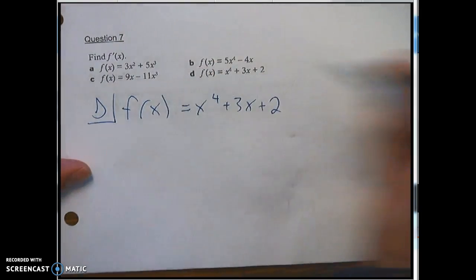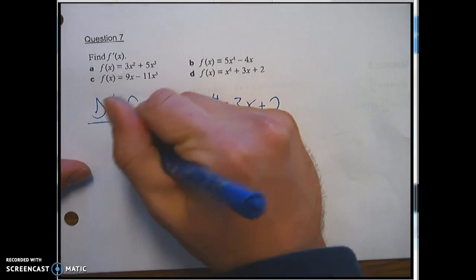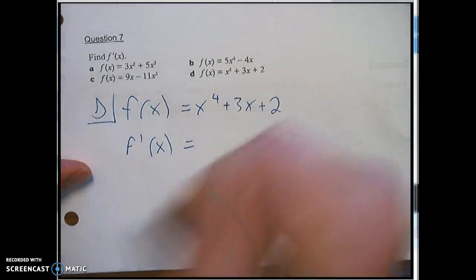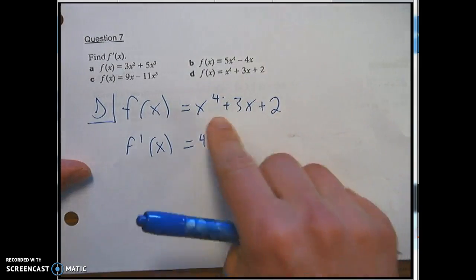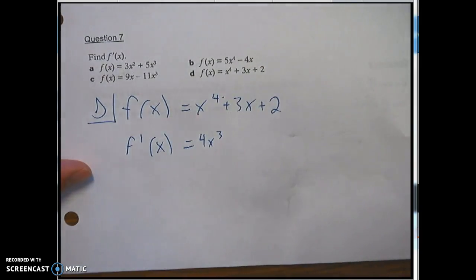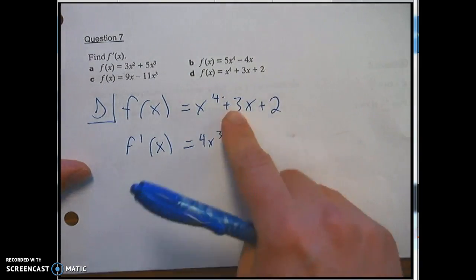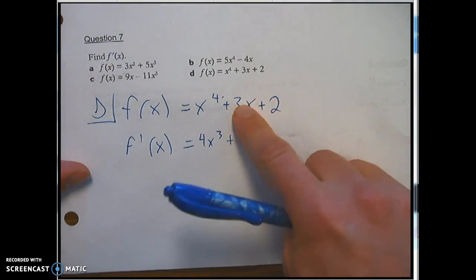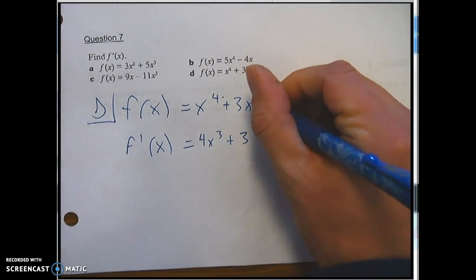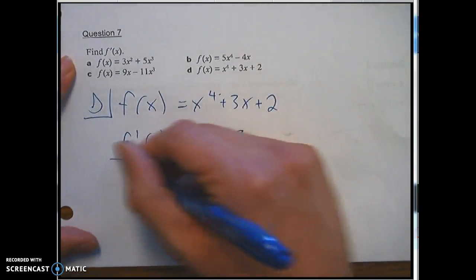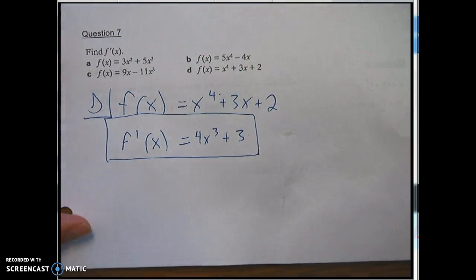The first derivative, also known as f prime of x, equals 4 times 1 is 4x, subtract 1 from the exponent, to the third power, plus, this is x to the first power, so 1 times 3 is 3, and this is going to be x to the 0th power, because 1 minus 1 is 0. This is the first derivative right here.